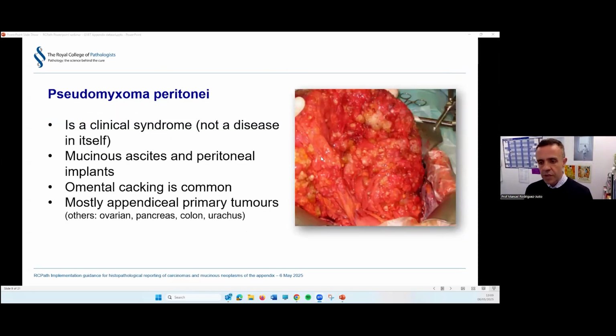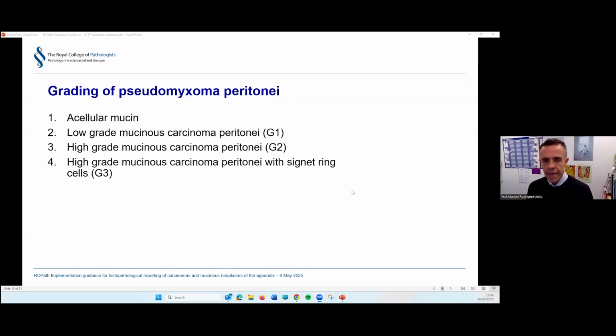Just again to define what we are talking about, different terminology, pseudomyxoma peritonei. So this is a clinical syndrome, it's not a disease itself. And what you have here is lots of mucin in the abdomen. Ascites is a mucinous ascites. Very common, you have this omental caking, and you have here one of the pictures with this omentum with lots of these white nodules. And whenever you have pseudomyxoma, the appendix is usually the primary site in 90% of the cases, but remember that you can have pseudomyxoma coming from the ovary, the pancreas, the colon, and even sometimes from the upper GI.